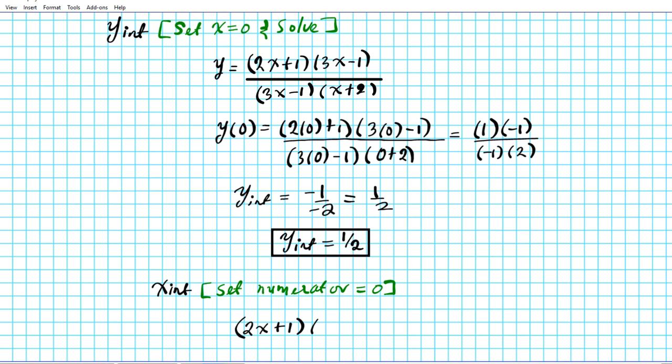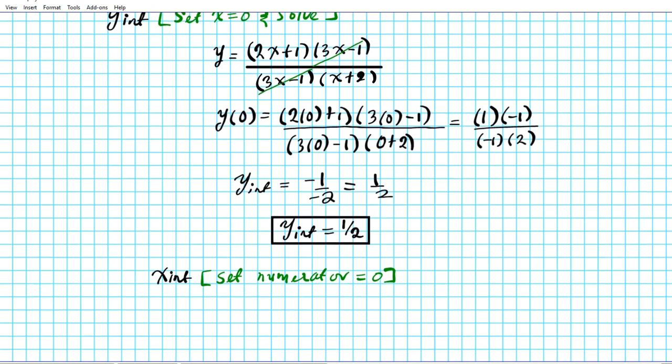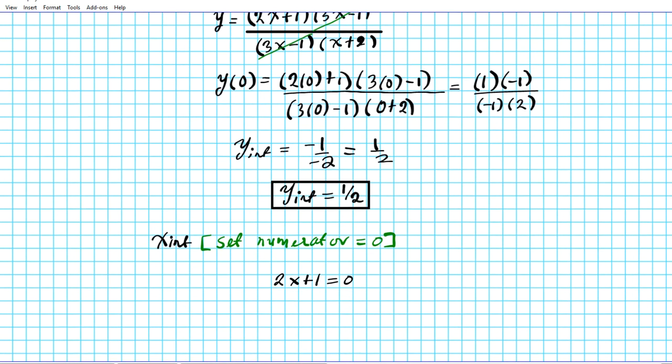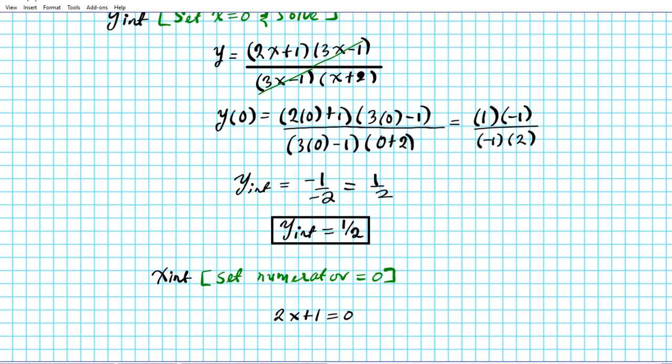So when we reduce, we cancel out the 3x minus 1. So this 3x minus 1 and that 3x minus 1 is gone. And we have 2x plus 1 equal to 0. Okay, so that's a numerator factor that's left after reduction. And we'll go ahead and solve this.